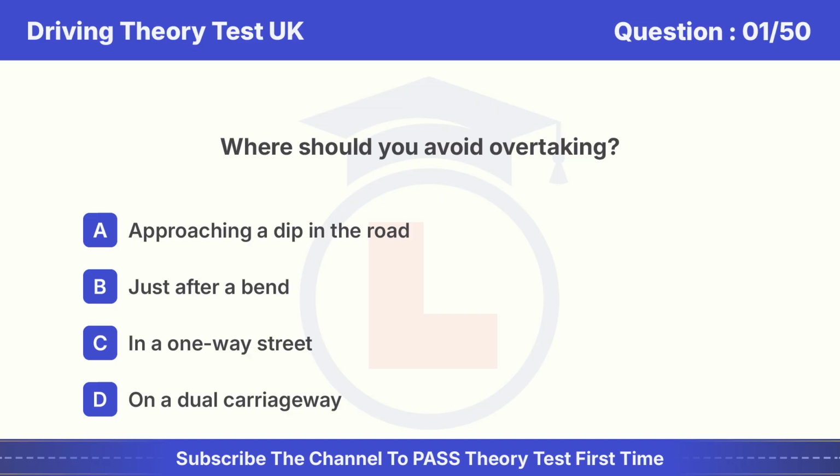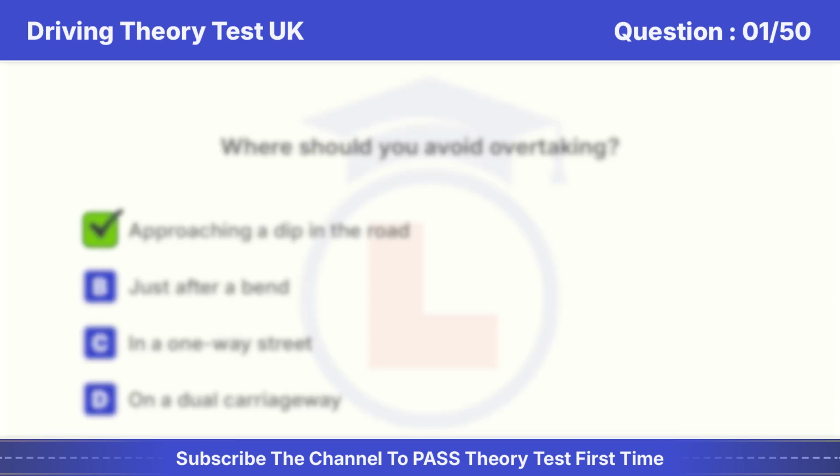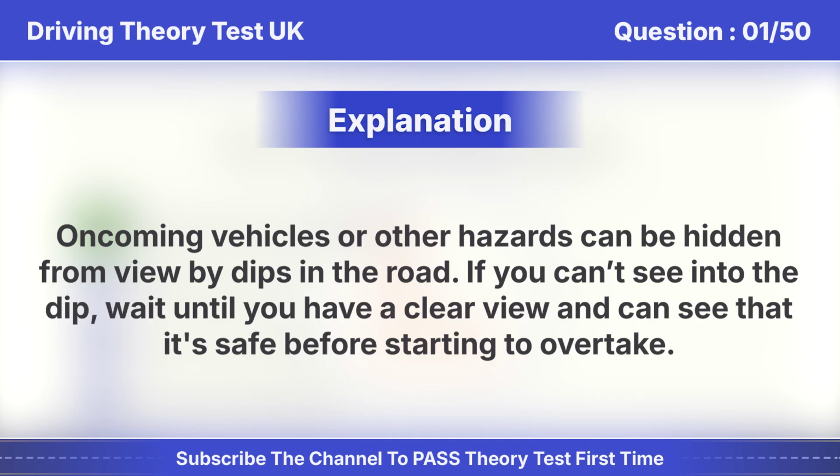Question 1. Where should you avoid overtaking? Answer is A. Approaching a dip in the road. Oncoming vehicles or other hazards can be hidden from view by dips in the road. If you can't see into the dip, wait until you have a clear view and can see that it's safe before starting to overtake.